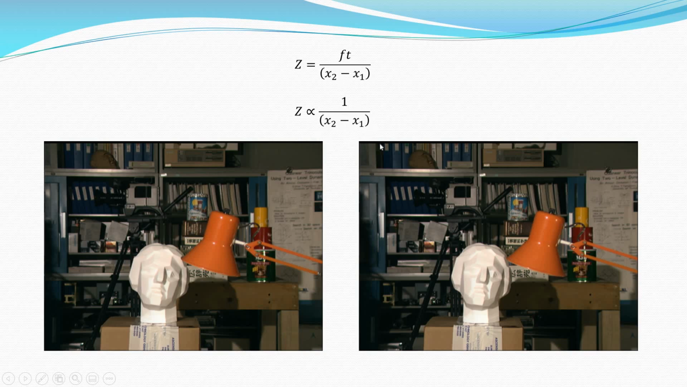And the next thing is to put it into this formula, 1 upon x2 minus x1, which will give you the disparity value at that particular point. So that was about stereo.